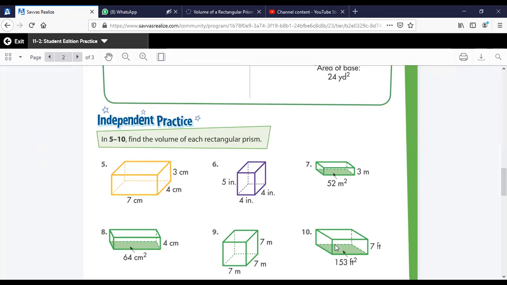In these questions, you see it? This one and this one and this one. You just multiply the area of the base times the height. That's it. And instead of multiplying 3 numbers, here you just need to multiply the 2 numbers.